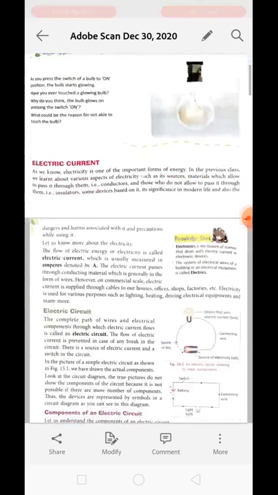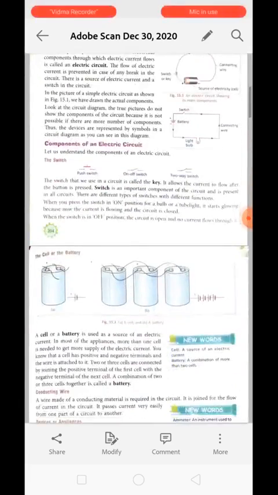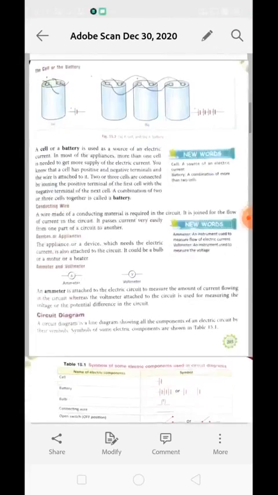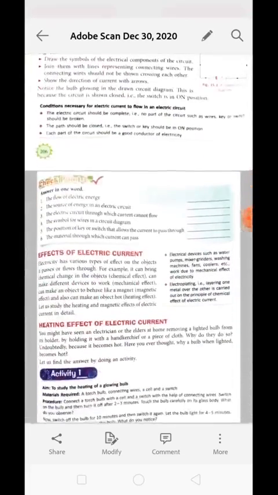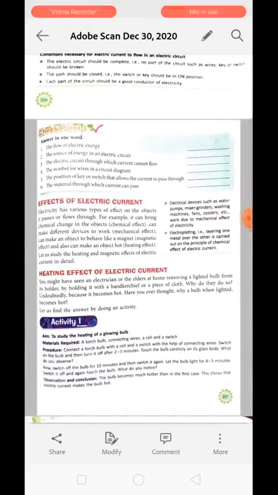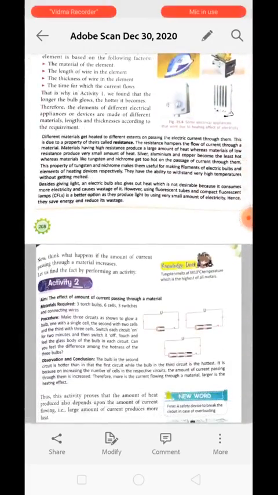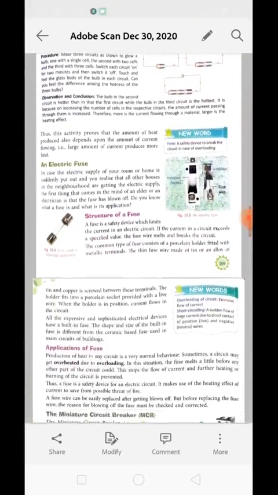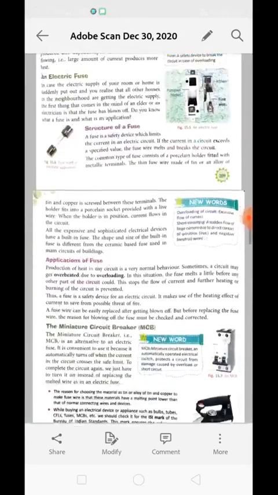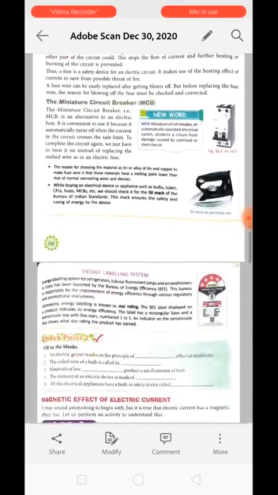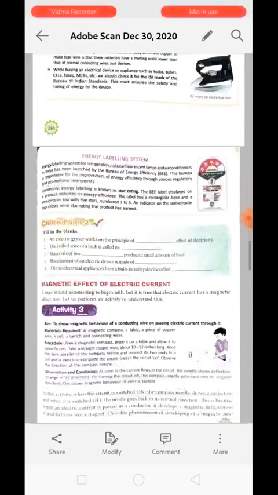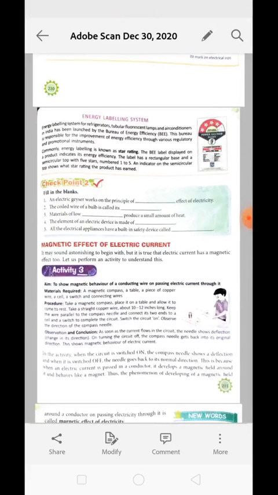In our previous video, we learned about electric current, electric circuit, the components of an electric circuit, their symbols, and we also discussed the heating effect of electric current. We have seen the use of the heating effect of electric current in a fuse, which is a safety device, right? And we have learned about the miniature circuit breaker, that is MCB, as well. Now we have to talk about the magnetic effect of electric current.